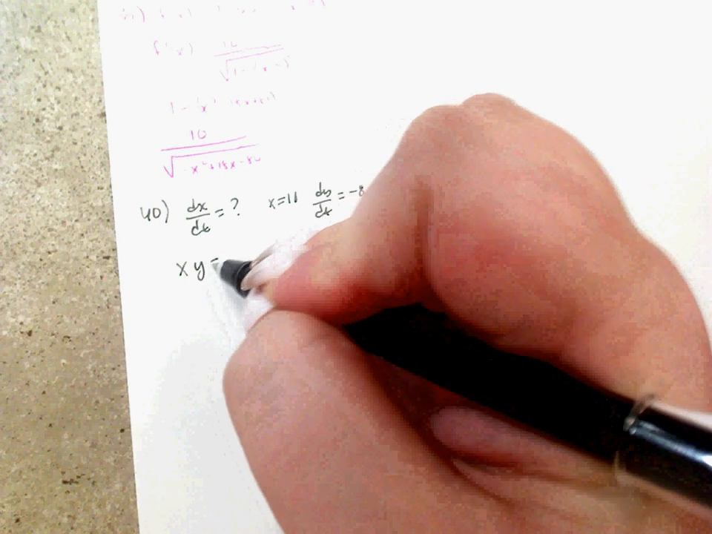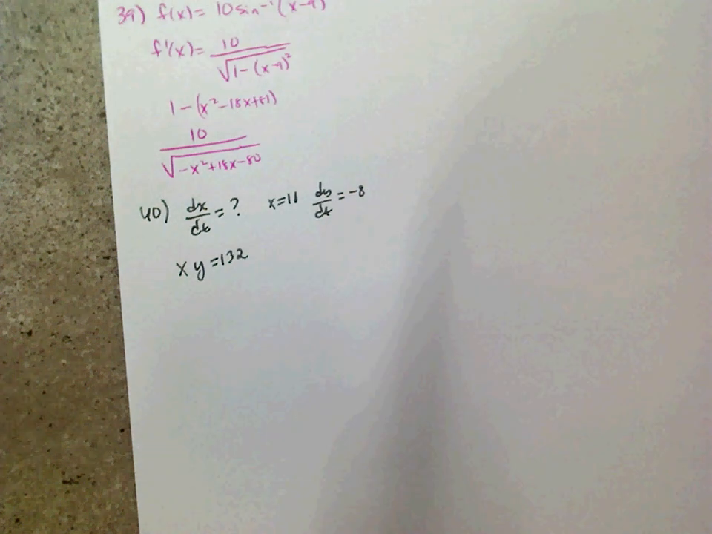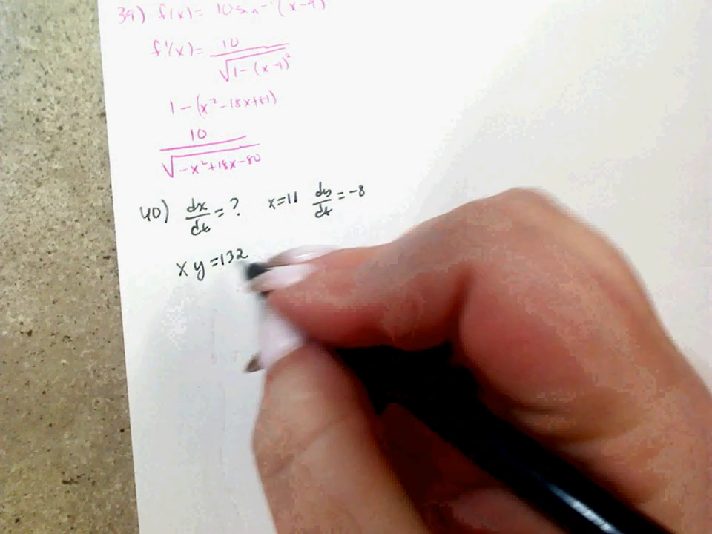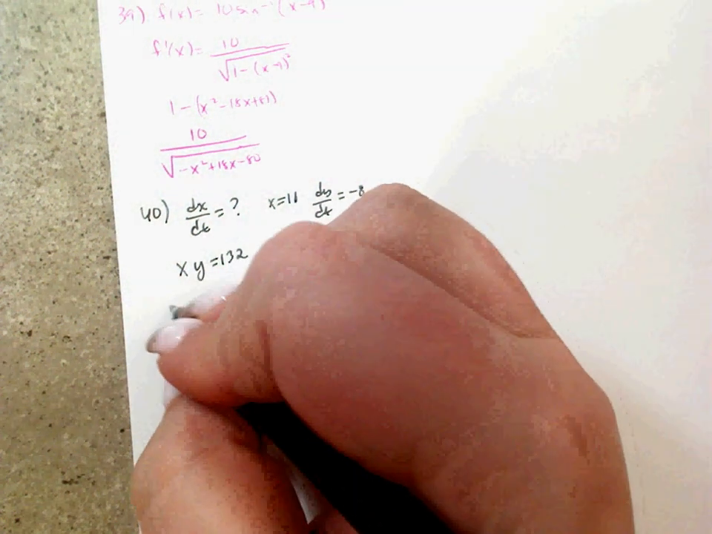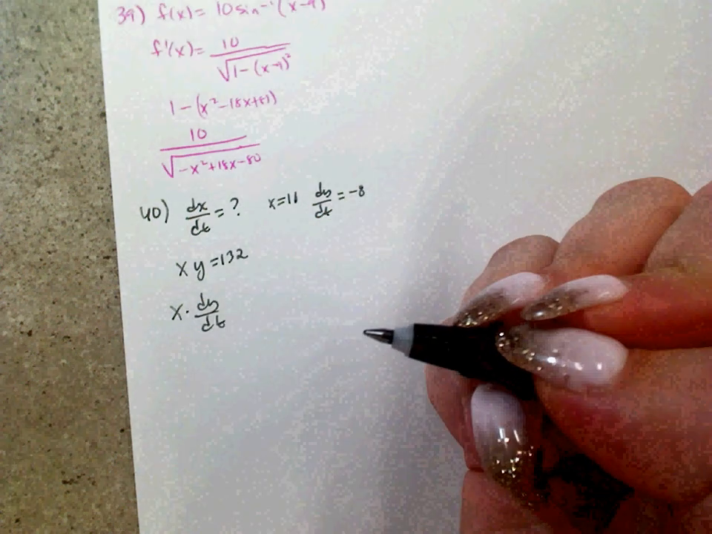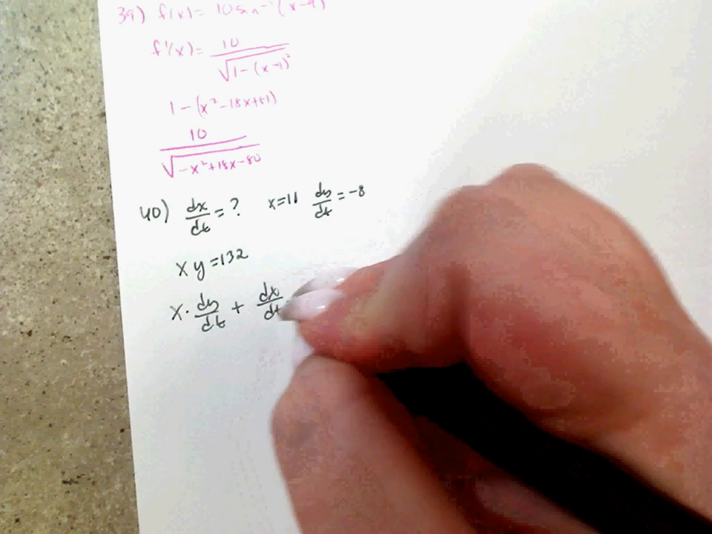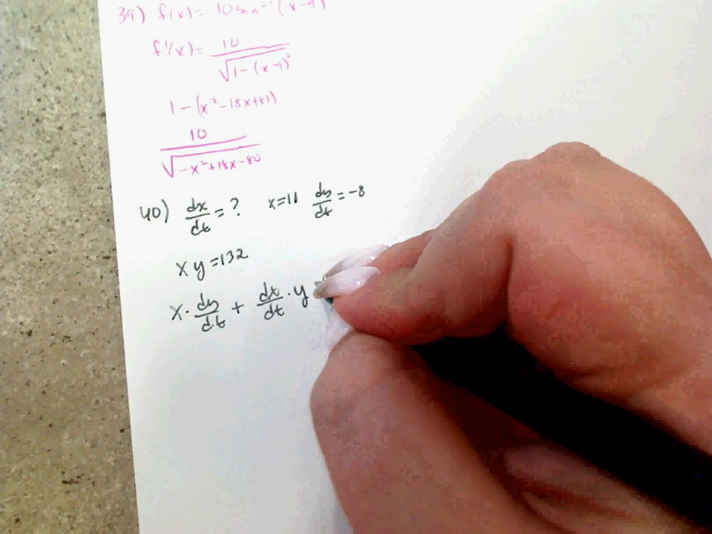Well, I have to find the derivative in order to find dx/dt, so this requires the product rule, and the derivative of 132 is 0. First times the derivative of the second: the derivative of y is dy/dt, because we're deriving with respect to time. Plus the derivative of the first, the derivative of x is dx/dt, times the second, which is y, equals 0. So I actually know 3 of the unknowns.